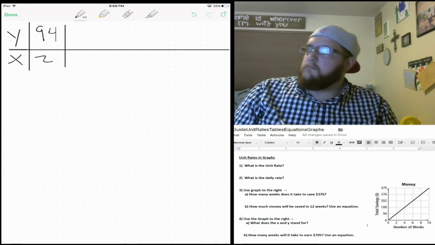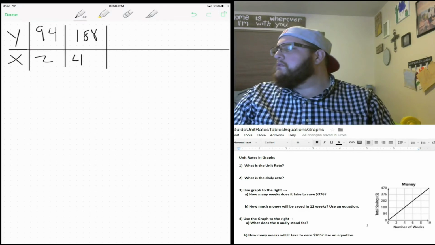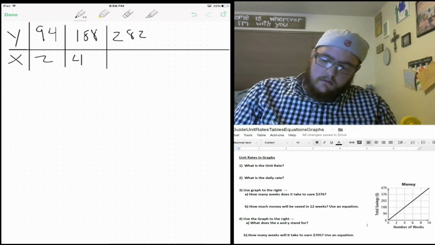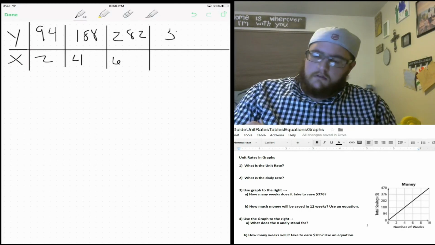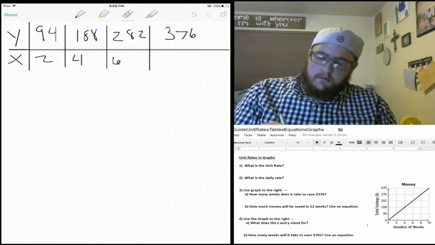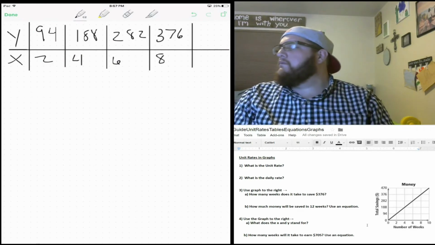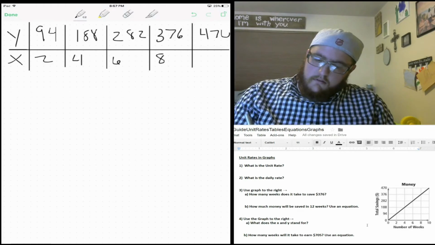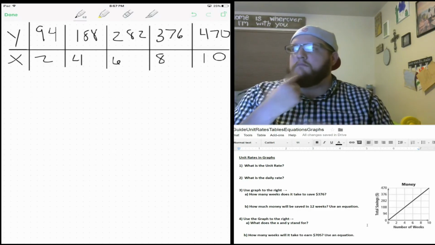So the first point it gives us is 2 in the x, and in the y it is 94. And then the next point is 4 in the x and 188 in the y. The third point looks like 282 in the y and 6 in the x. And let me move that over so I've got room. The fourth point is 376 in the y and 8 in the x. And the final point that we have here on our line is a value of 470 in the y, corresponding to a value of 10 in the x.